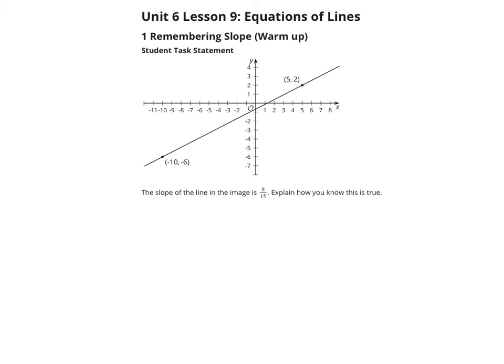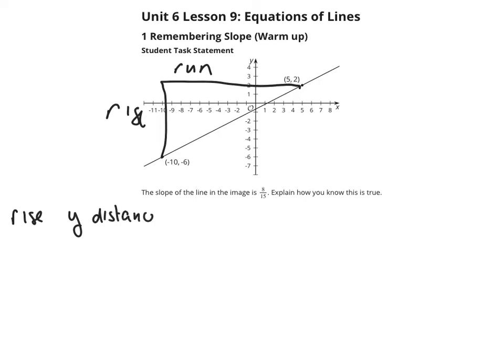Well, if you were in class, you'd be talking together, but slope is rise over run. Rise over run, right? And we can say the rise is the y distance. And the run is the x distance. So here I have rise, which is the y distance.